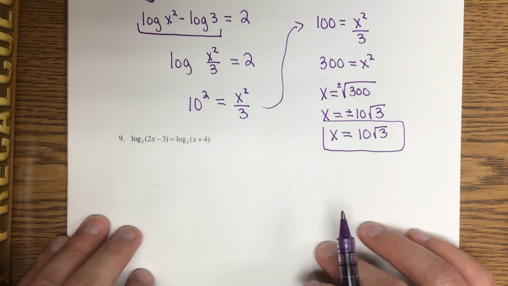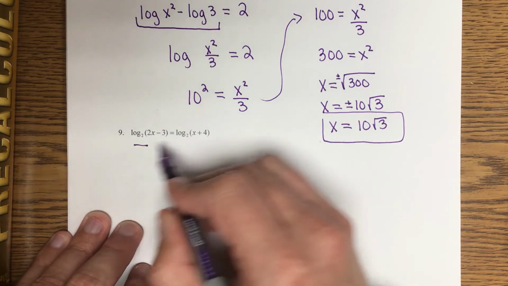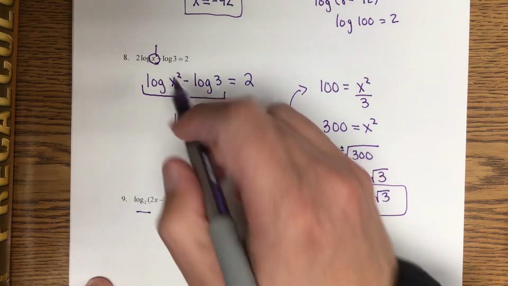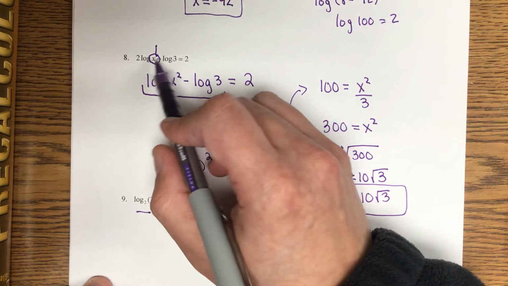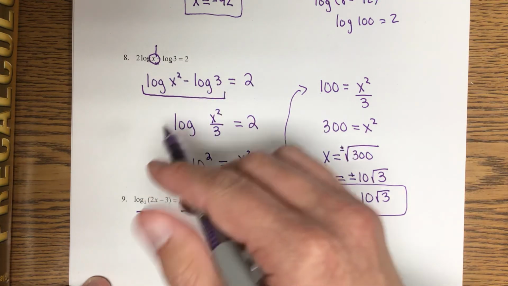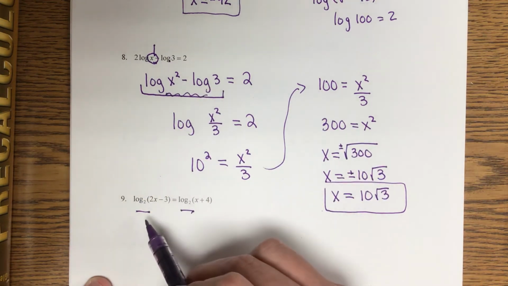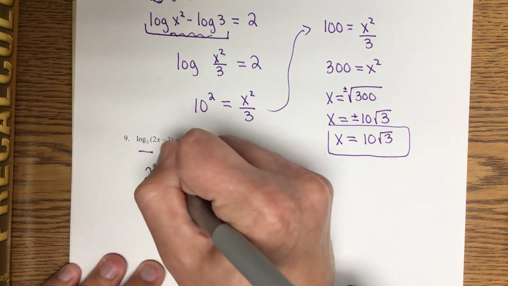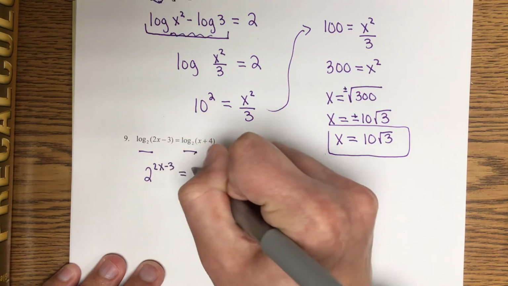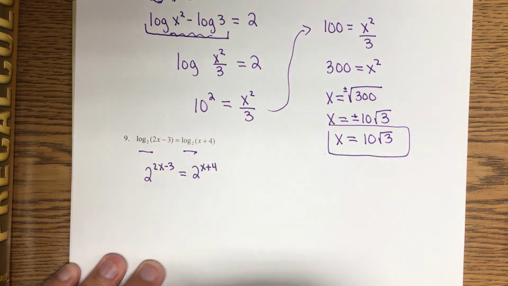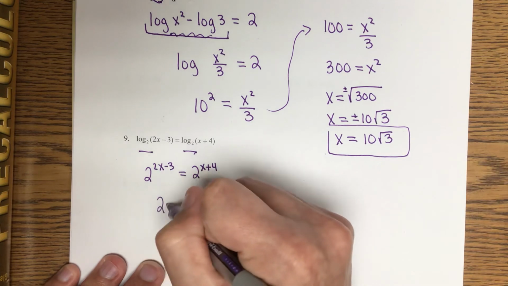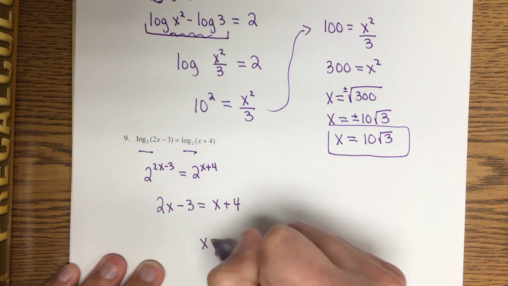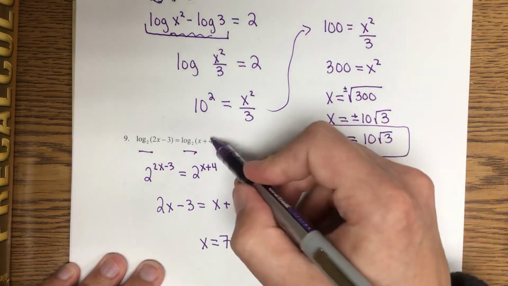And to end this video, when you have two logs that are the same on both sides. Earlier on this problem, we had two logs that were the same, but they were on the same side, so I had to combine them. But when you have two logs that are the same and they're on both sides, it's very similar to this problem right here. When the bases are the same on both sides, you can basically drop the logs and just say 2x minus 3 is equal to x plus 4. Solve that for x, and then check your answer.